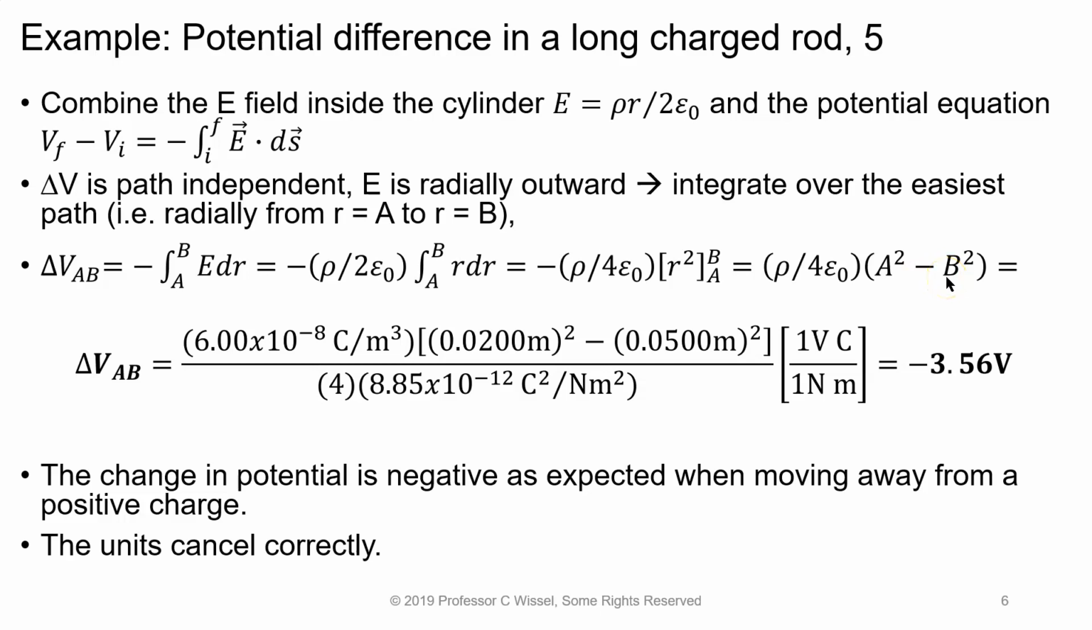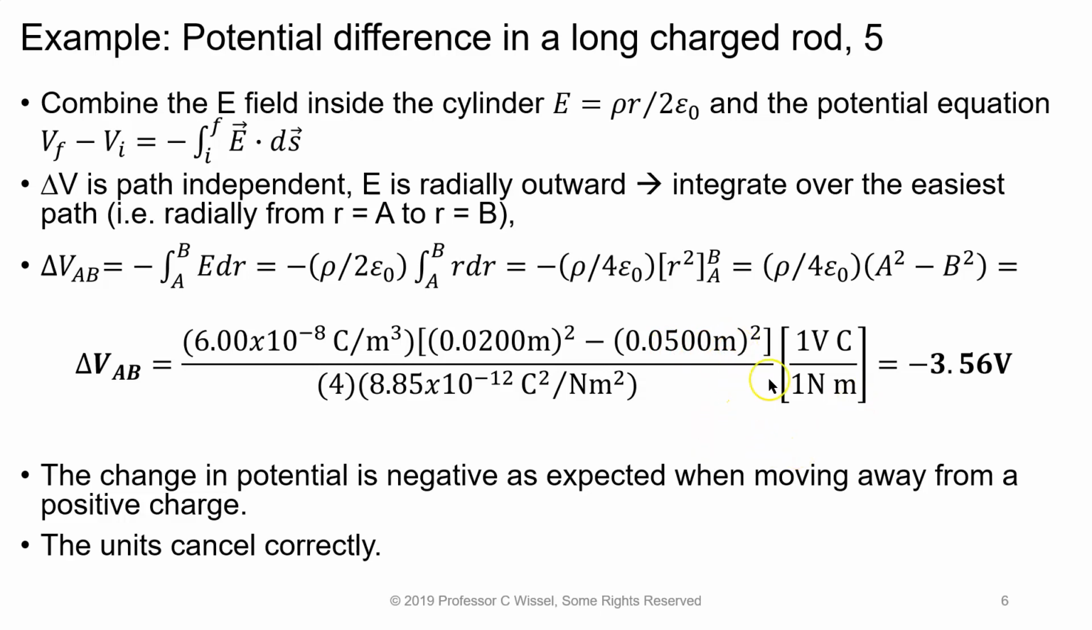At this point, we're ready to put the numbers in. Okay, so delta V_AB equals our rho, which is 6 times 10 to the minus 8th coulombs per cubic meter, divided by 4 times epsilon naught, which is 8.85 times 10 to the minus 12th coulombs squared per newton meter squared, times this quantity here, which is A squared minus B squared. So A is 0.0200 meters. We're going to square that minus B, which is 0.0500 meters. So we're going to square that.